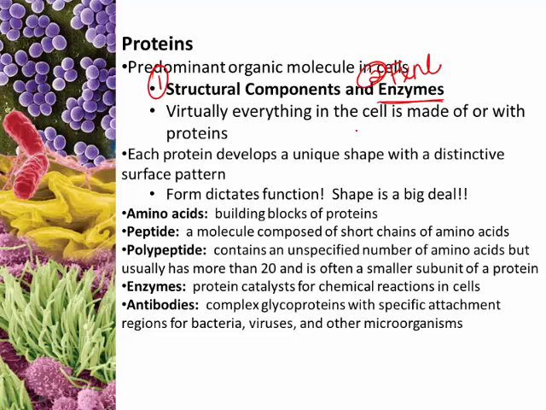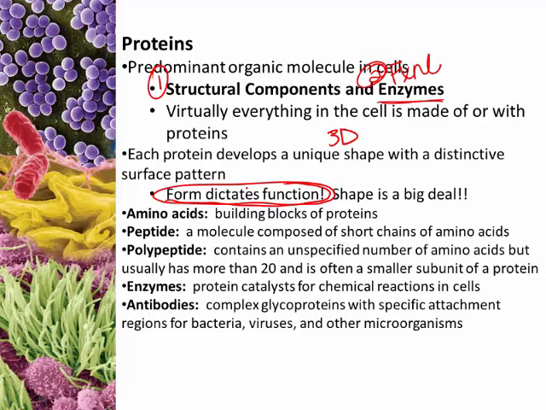Now, one of the most important things about proteins is that they have a very specific, unique shape. And that three-dimensional shape is extremely important because it dictates the function of the protein. You've heard this in classes before. We'll reiterate it here. Form dictates function. How the proteins are shaped is a very big deal.